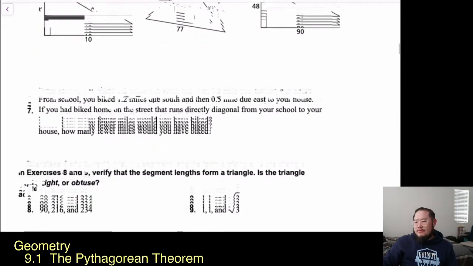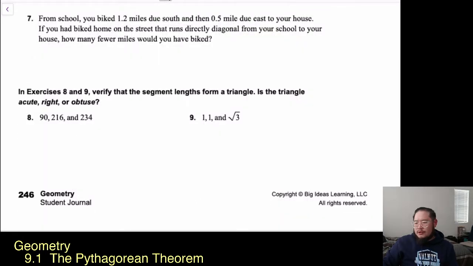It says right here, from school you biked 1.2 miles due south and then 5.5 miles due east to your house. And if you had biked home on the street that runs diagonally from your school to your house, how many fewer miles would you have biked? So we got ourselves a good word problem right here.